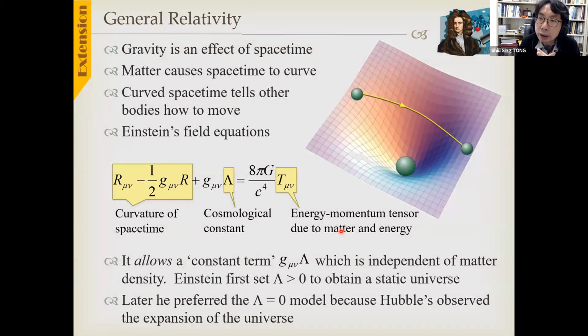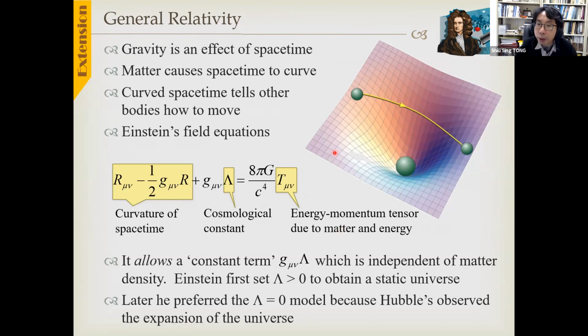Now, gravity is actually an interesting phenomenon. Some 300 years ago, Newton discovered the universal law of gravitation. But at the beginning of the 20th century, Albert Einstein formulated another theory of gravity. In Einstein's idea, gravity is an effect of space-time. He postulated that the existence of matter or energy causes space-time to curve.